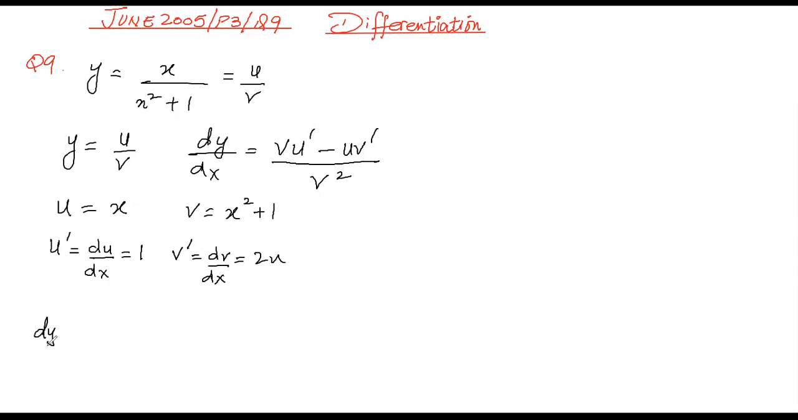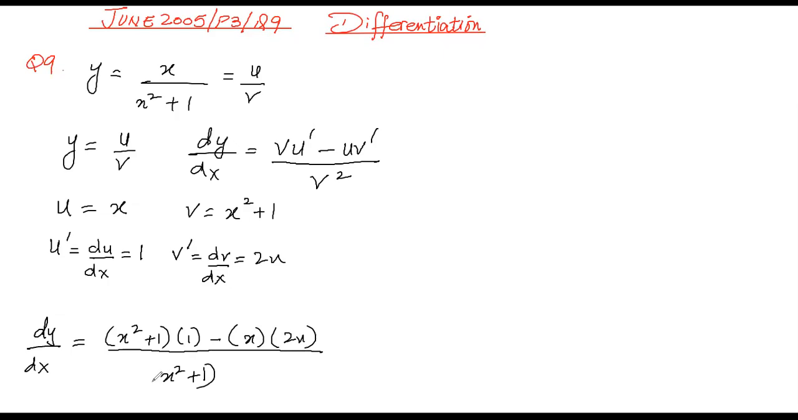So now dy over dx is equal to, all I'm doing is substituting the values. v times u dash: v is x squared plus 1 times u dash, which is 1, minus u, which is x, times v dash, which is 2x, whole thing divided by v squared, and v is x squared plus 1, whole thing squared. We do not have to expand this. Why? Because we are finding the x coordinate of the maximum point, which is a stationary point, and at the stationary point we know that dy over dx is 0.